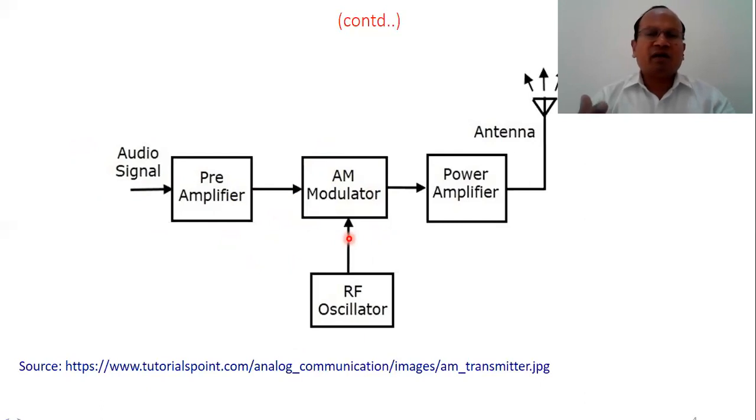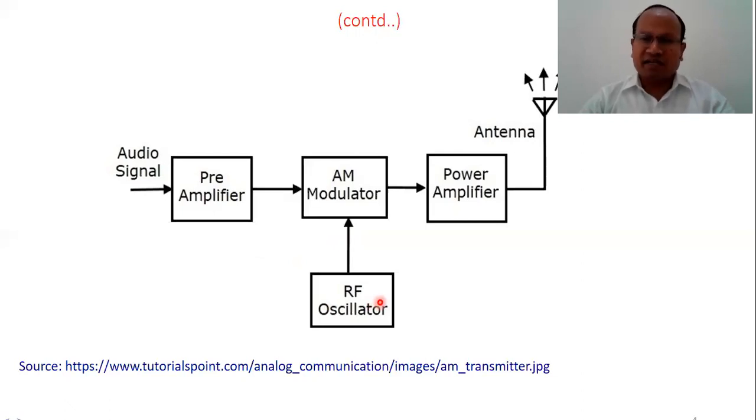Remember an important statement: the modulating signal is not modulated. The carrier is modulated by the modulating signal. The way the modulating signal changes, the amount of modulation over the carrier will change. So the AM modulator will modulate the carrier signal which is coming from the RF oscillator.